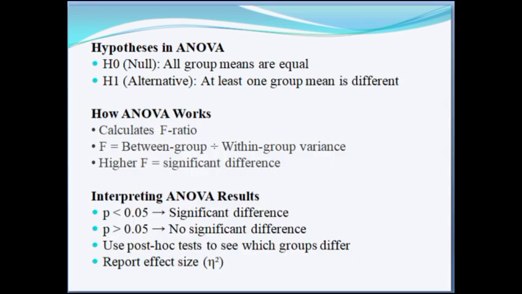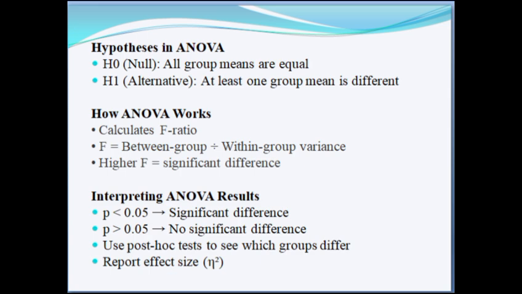Hypotheses in ANOVA. We generally talk about 2 types of hypotheses. First is the null hypothesis. H0 means all group means are equal, and H1, the alternative hypothesis, means at least one group mean is different. ANOVA does not tell us which specific groups differ, only that a difference exists. For detailed comparison, we use a post hoc test.